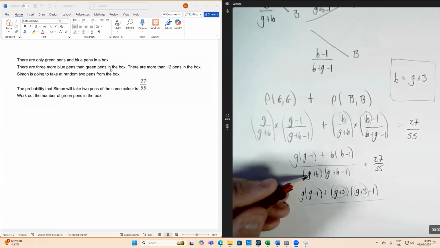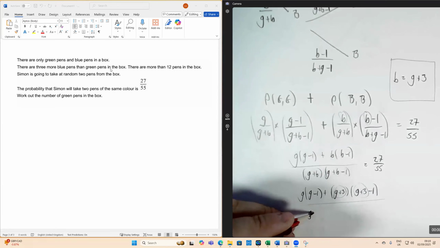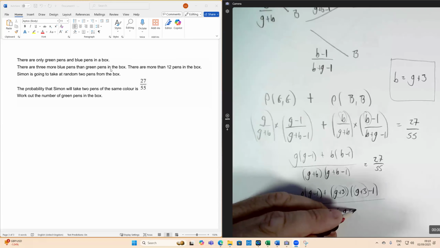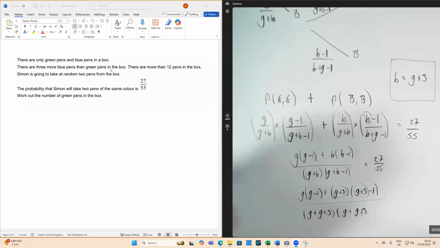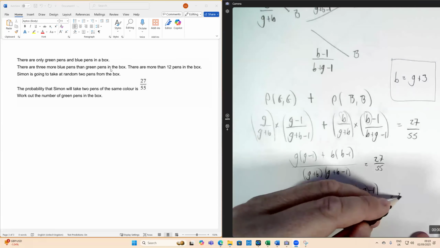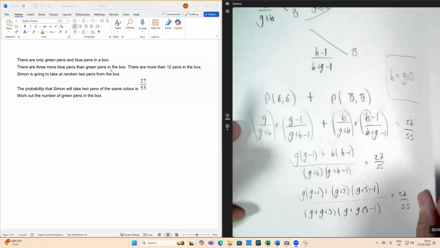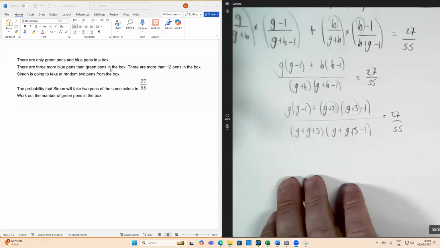And in our denominator, we have G plus G plus 3 times G plus G plus 3 minus 1. Okay, it's all equal to 27 over 55. Let's do a little bit of simplification of this.